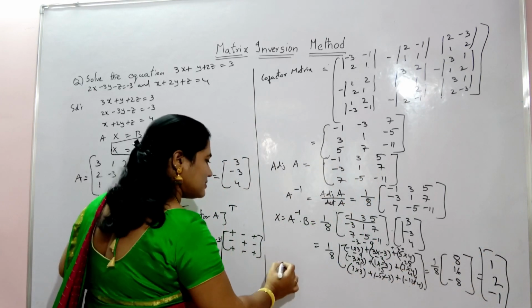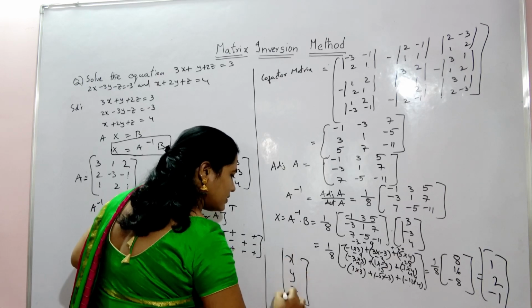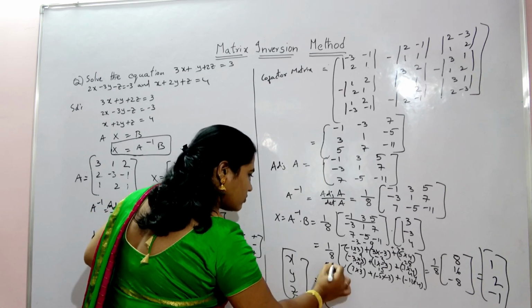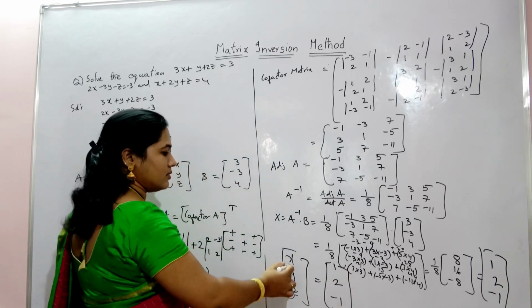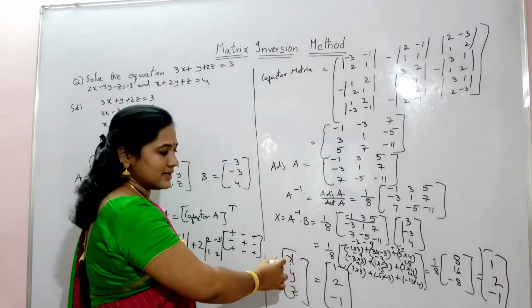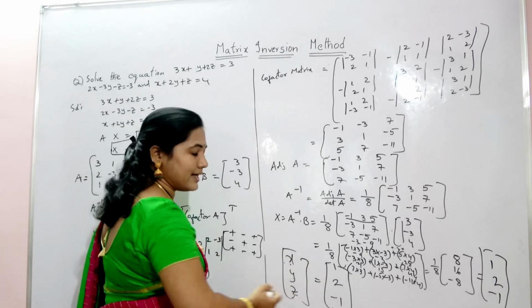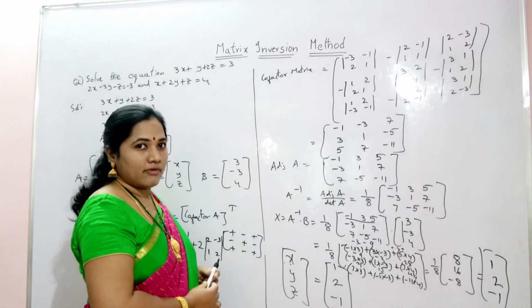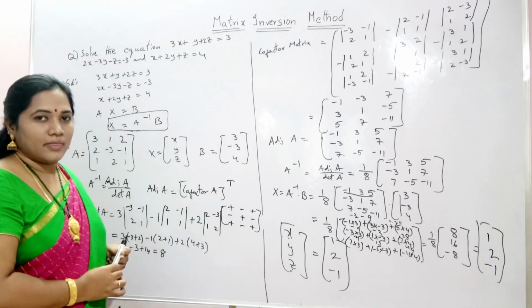So x, y, z equals 1, 2, -1. So the solution is x equals 1, y equals 2 and z equals -1. So this is the solution for the given problem.